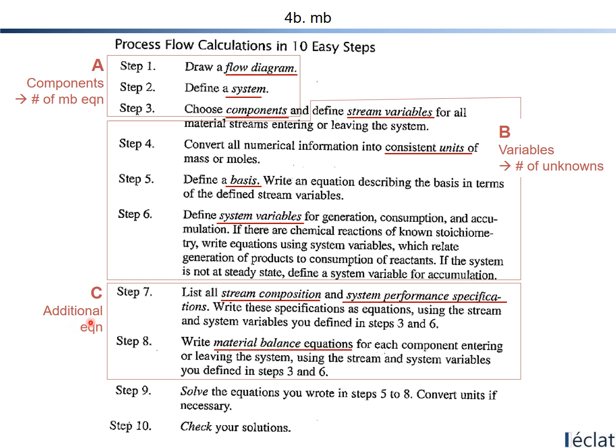If the total number of equations, including the material balance equations from A and additional equations from C, is equal to the number of unknowns from step B, then you could solve the problem. And then step D, solve the problem. That's it. So I want to emphasize those 3 steps: number of material balance equations, then number of unknowns, then number of additional equations. But anyway, in the first example, I'll just follow faithfully these 10 steps suggested by Murphy.